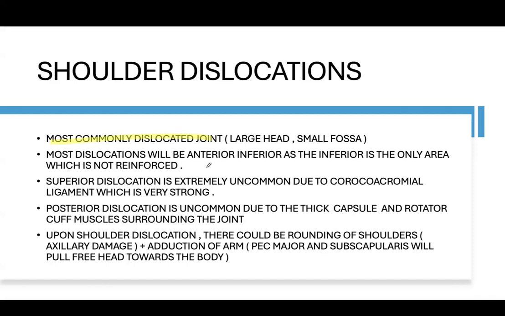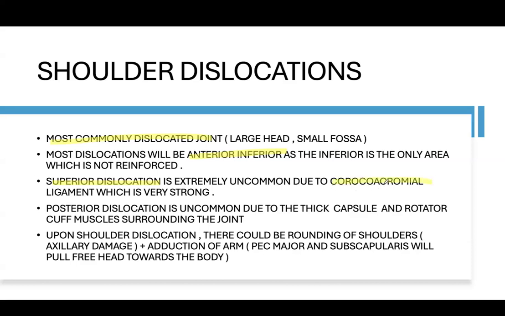It's disproportionate, and that's why shoulder dislocations are very common. Most of the dislocations are anterior inferior, and in this case you would have damage of the axillary nerve, if you remember from earlier in the lecture. This is because the inferior region is the only one that's not reinforced by the other parts, as you will see. Superior dislocation is extremely uncommon due to the coracoacromial ligament.